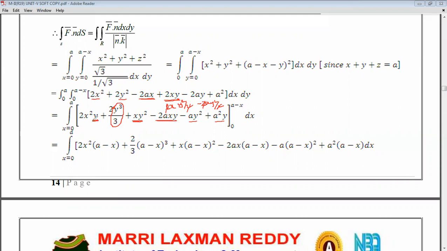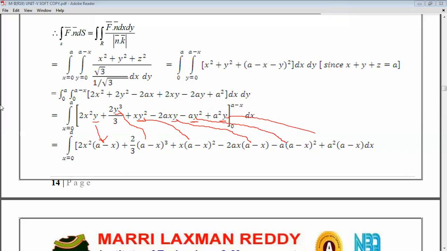Now we need to substitute in place of y as a minus x wherever we have y. So in all of these we need to substitute a minus x. So 2x square into a minus x, and next 2 by 3 into y cube is nothing but a minus x whole cube, and here it is having y square, a minus x whole square, and this is a minus x, and y square is nothing but a minus x whole square, and y is nothing but a minus x. So wherever we have y, we simply substituted a minus x.